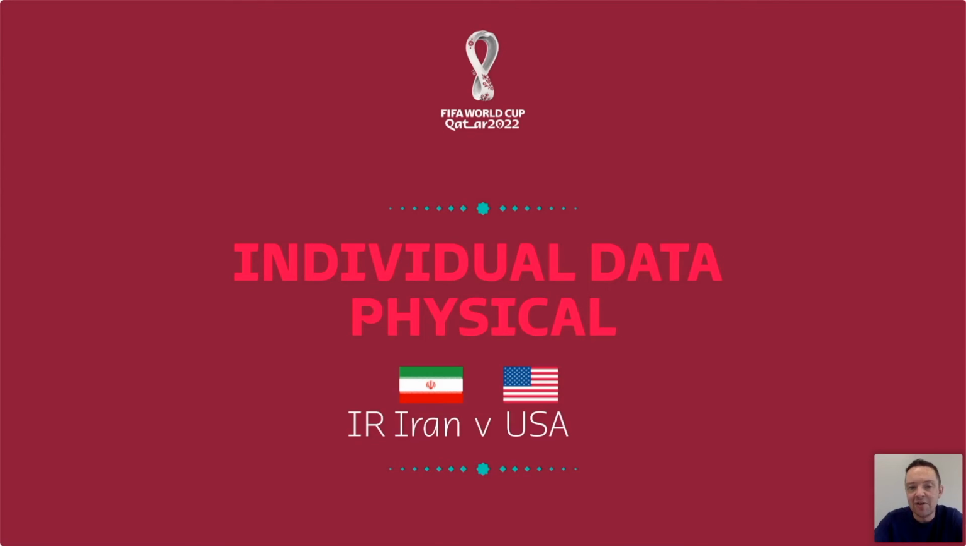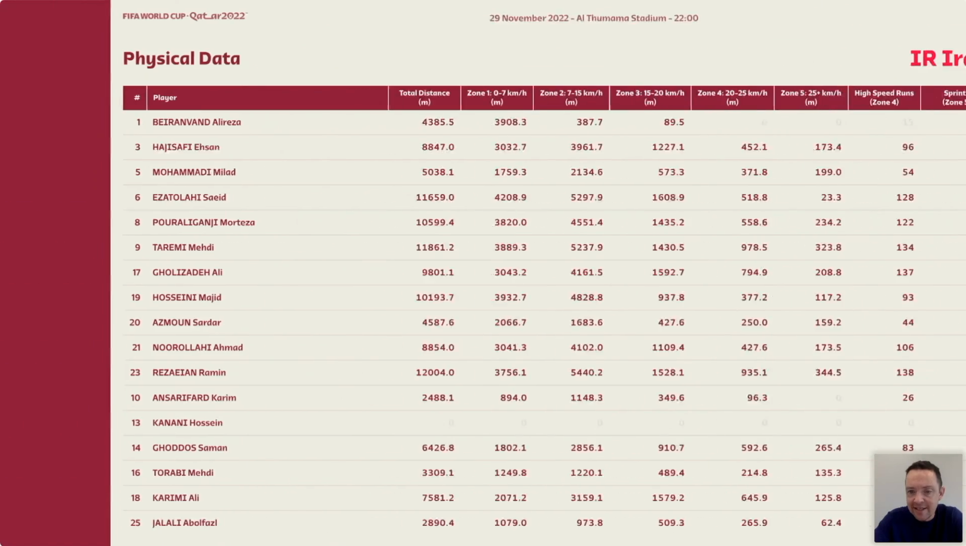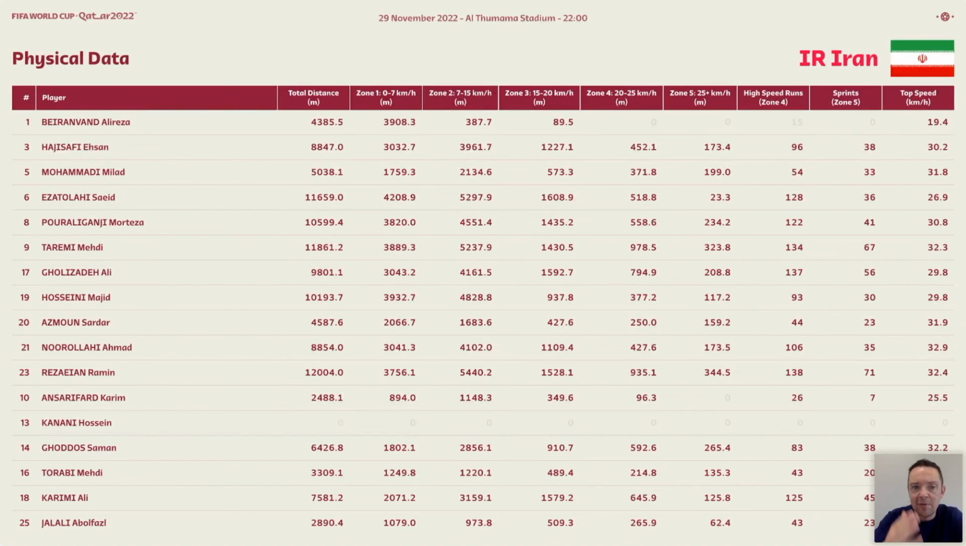And then finally, you've got individual data, physical data. And this is the first time I've seen, again, from a technical report available to the public, physical data aligned with tactical data per se. So you can see total distance, the different zones, which I haven't seen before, again, given out to the public. Sprint numbers, top speed numbers, which I haven't seen before.